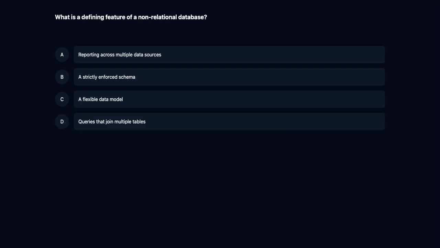What is a defining feature of a non-relational database? A. Reporting across multiple data sources. B. Strictly enforced schema. C. Flexible data model. D. Queries that join multiple tables.